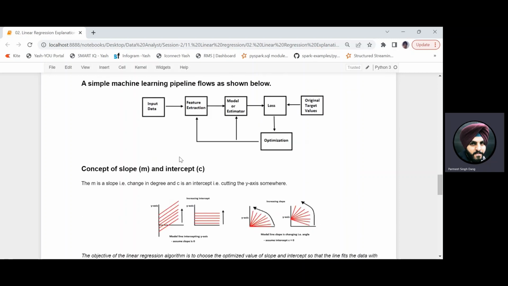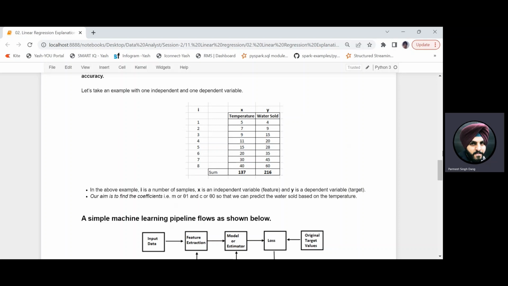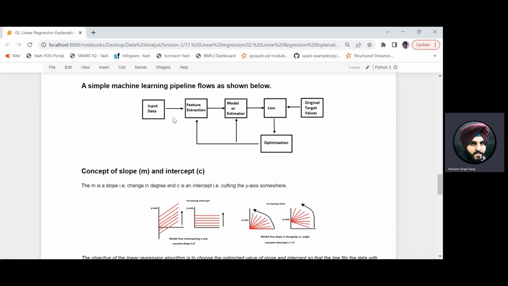Before we try to solve that, let us understand a simple machine learning pipeline and how it works. I would get the input data. Let us assume that this tabular format is our input data. Then we might do some feature extraction if required. Then we push this prepared data to the machine learning model, and then we calculate the loss.